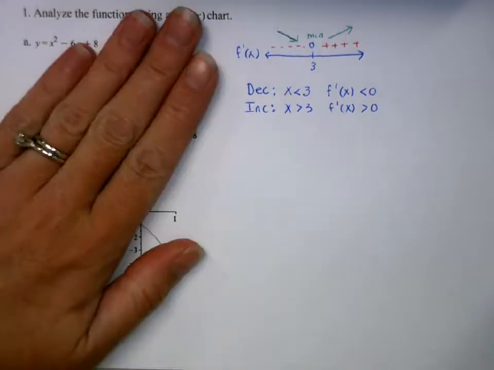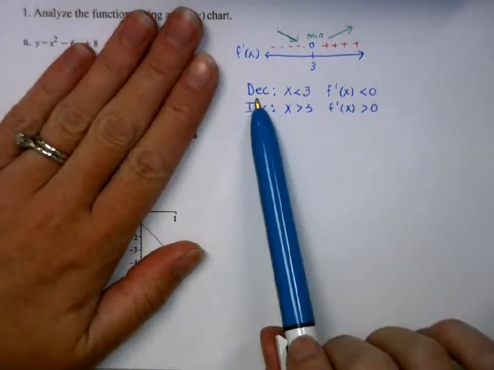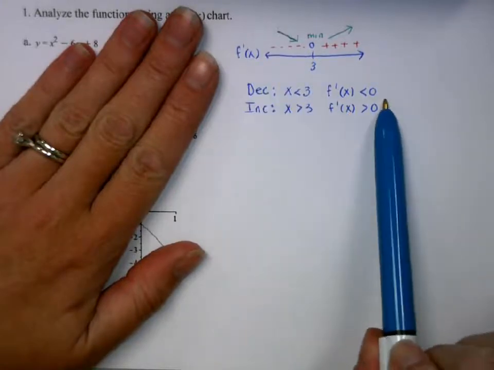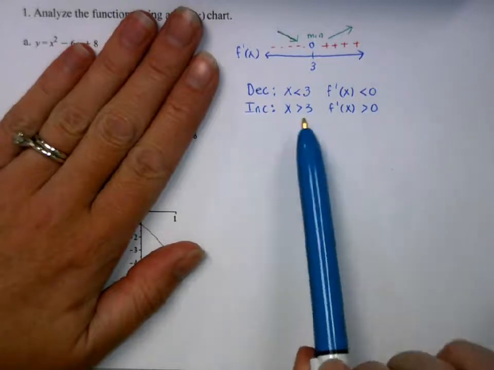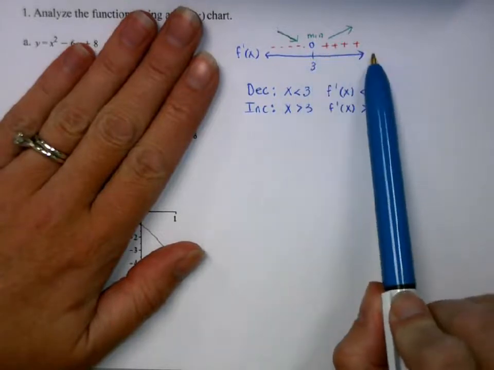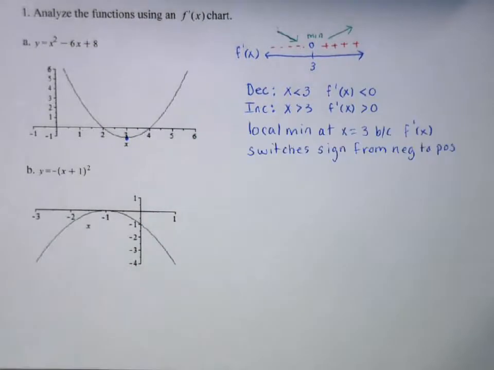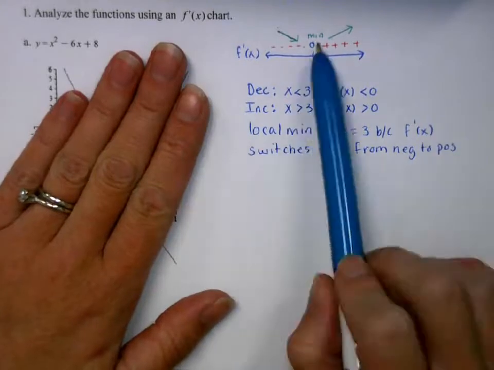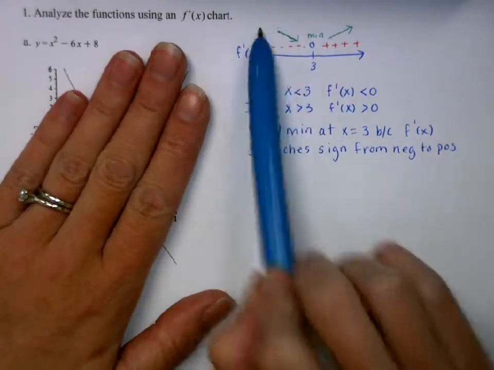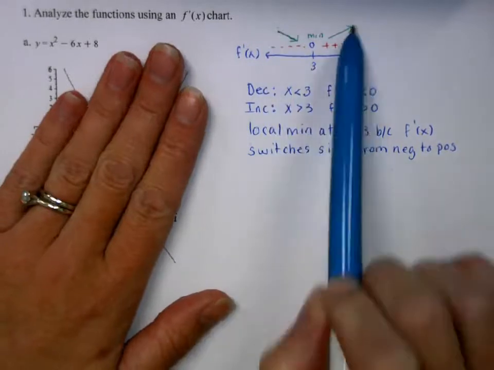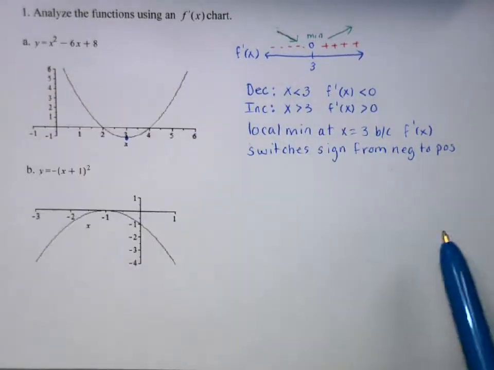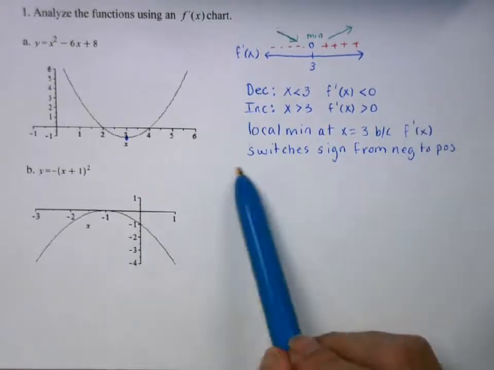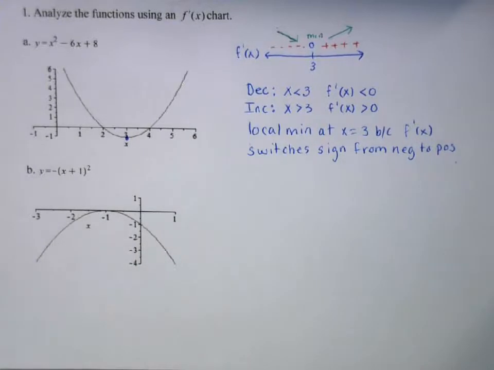So again, if all I had was the chart to look at, we could tell where our function was decreasing when x is less than 3, because f prime of x is less than 0, it's negative. It's increasing when x is greater than 3 because our derivative is positive. So from the chart, we can tell that we have a local minimum at x equals 3 because f prime switches signs from negative to positive. As we go through actual AP questions, you'll have a lot of questions like this, and they'll say to justify your answer. This f prime switching sign from negative to positive is our justification.